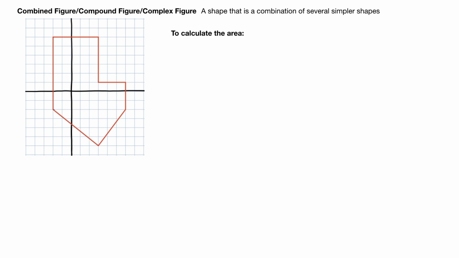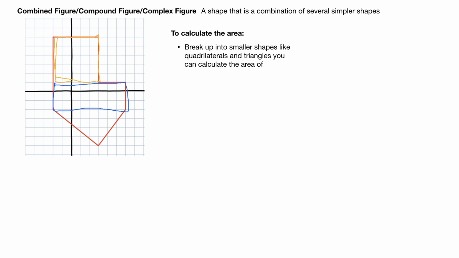So to calculate the area, which is the space inside it, pretty much you want to first break it up into smaller shapes like quadrilaterals or triangles that you can calculate the area of. So for example, if we look right here, sorry, it's not the neatest, but we can see right there, there's a square. We could break this up into a rectangle, and then right here, we could see that we have a triangle on the bottom. So then you're going to want to find the area of each of those smaller shapes.